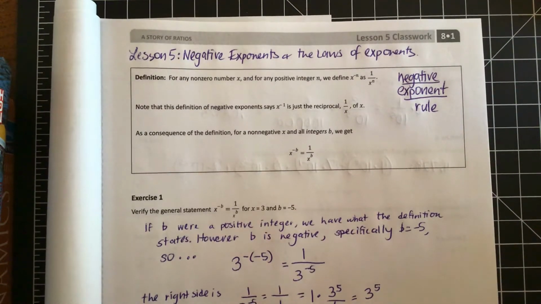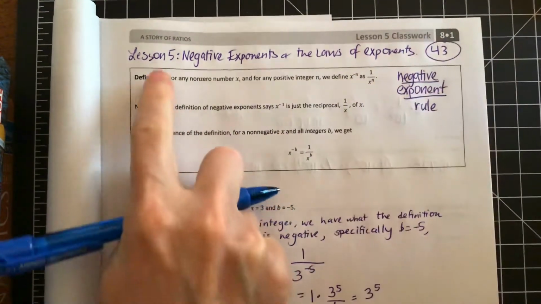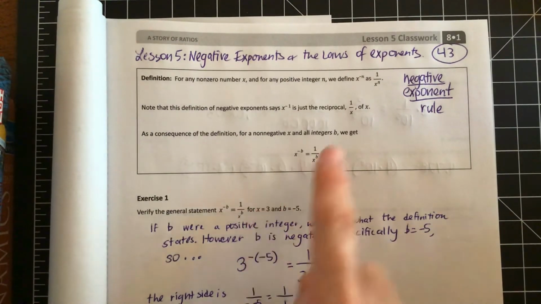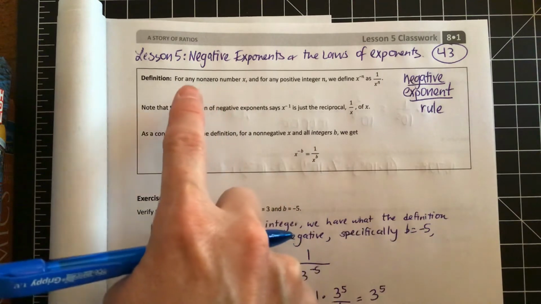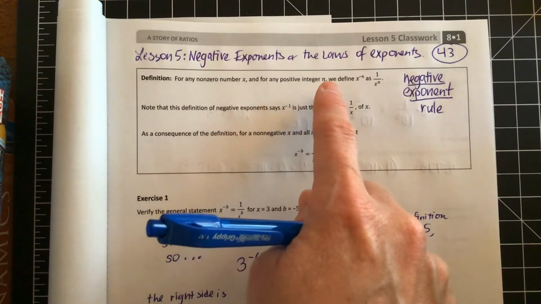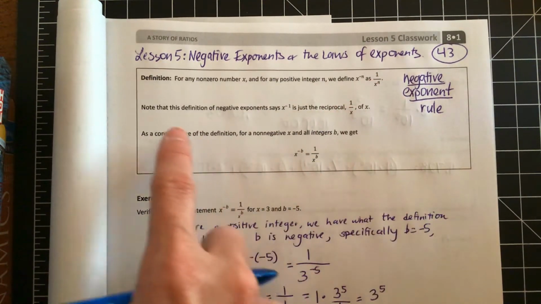Okay, lesson 5, which is on page 43 of your book, is negative exponents and the law of exponents. So we have one more rule. It's the negative exponent rule, which says for any non-zero number x and for any positive integer n, we define x raised to the negative n as 1 over x to the n.